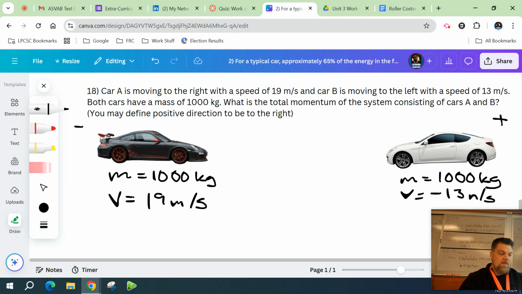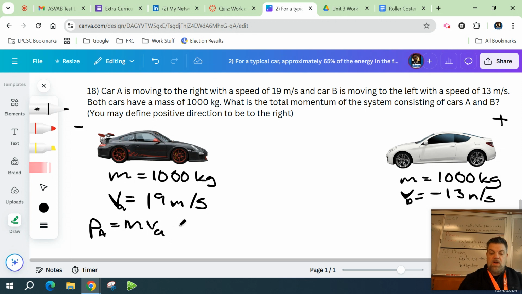So it says, what is the total momentum of the system consisting of cars A and B? Both cars have the same mass. So to find the momentum, remember that the momentum, and we'll call this momentum little a, is equal to the mass of the car times the velocity, and we'll call this velocity A, and we'll call this velocity B, okay?